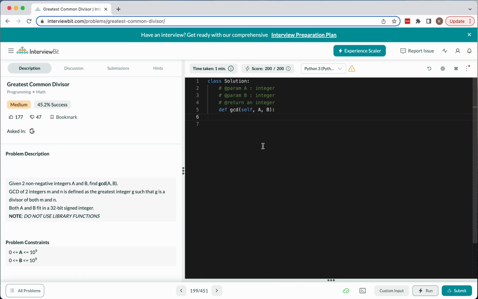I'll be going over the greatest common divisor problem, the UMPIRE steps to try and solve this problem. So we start with understand.